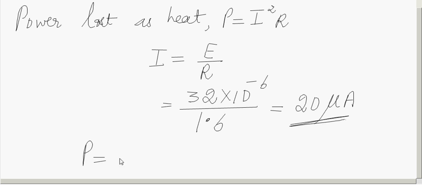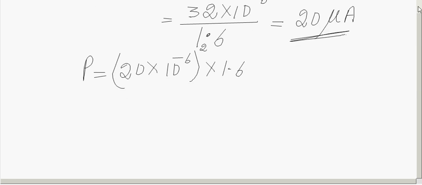Therefore power is I square R, that is 20 into 10 to the power minus 6 whole square into 1.6. Now calculate this: 20 square and 10 to the power minus 6 square becomes 10 to the power minus 12. So this becomes 640 into 10 to the power minus 12 watts, or I can write it as 6.4 into 10 to the power minus 10 watts.